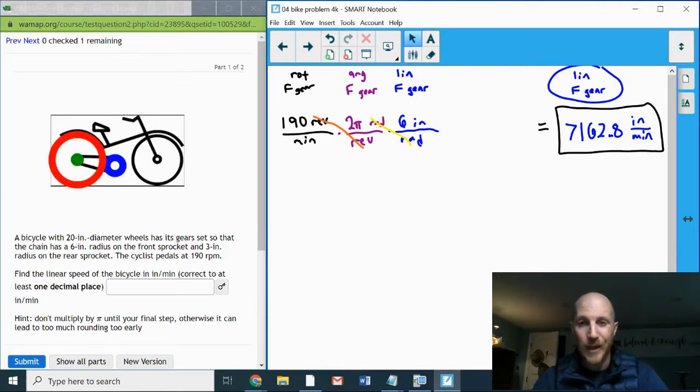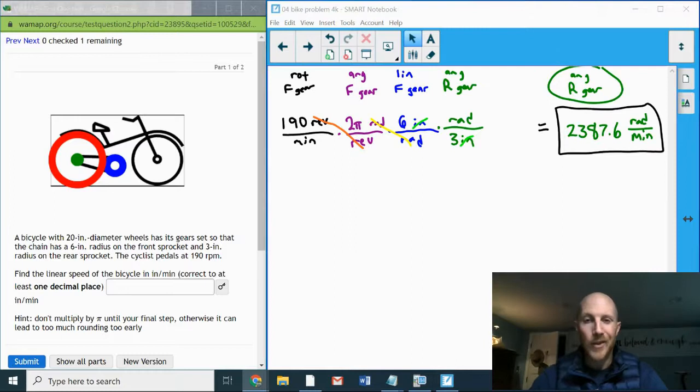Next, I want to find the linear speed of that front gear. So I just need, as a conversion factor, the size of the radius, 6 inches per radian. This gives me the linear speed of the front gear, and here's my final answer over here to the right. Now that linear speed of the front gear is conserved and passed on to the rear gear as the exact same linear speed. So my next step is to find the angular speed of the rear gear.